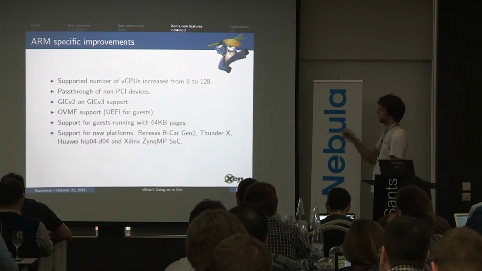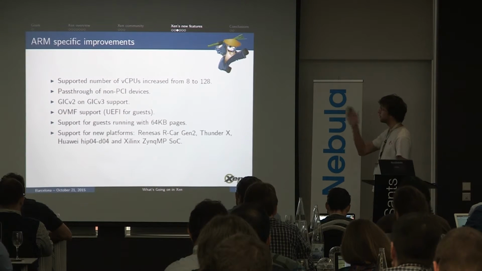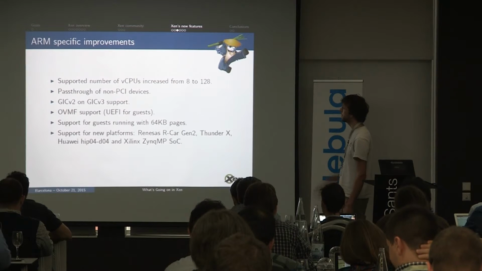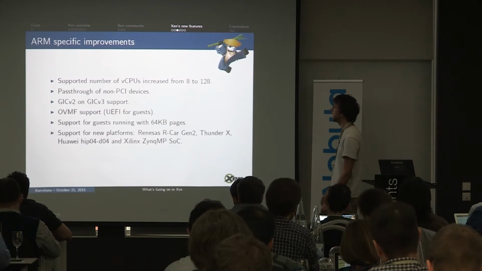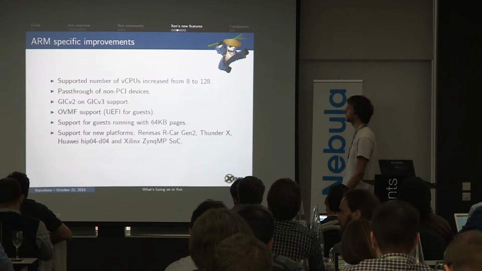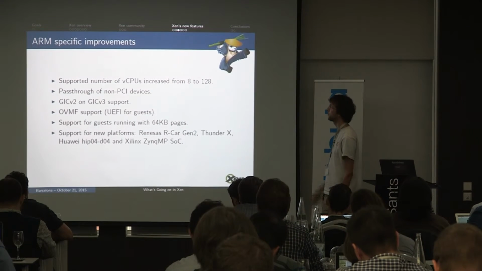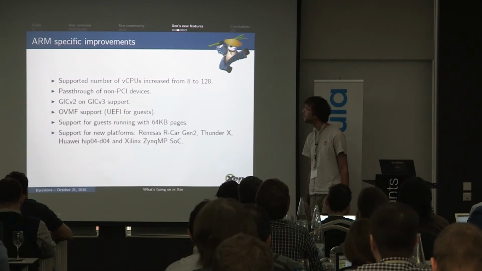We also had quite a lot of ARM improvements. We improved the number of vCPUs you can use for a guest from 8 to 128. This is only on ARM64. On ARM32, we are still limited to 8 virtual CPUs, but I don't think there are any ARM32 boards with more than 8 physical CPUs.